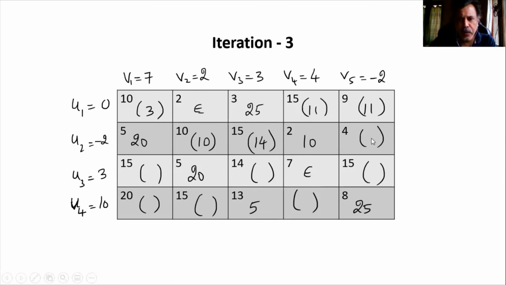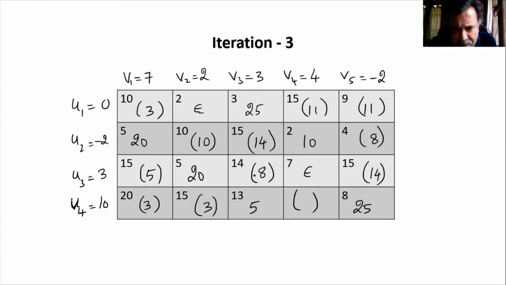Minus 2, it is minus 4. 4 minus a minus 4 is 4 plus 4, it becomes 8. 3 plus 7, it is 10. 15 minus 10 is 5. 3 plus 3, it is 6. 14 minus 6 is 8. 3 minus 2, it is 1. 15 minus 1 is 14. 10 plus 7, it is 17. 20 minus 17, it is 3. 10 plus 2, it is 12. 15 minus 12 is 3. Then 10 plus 4, it is 14.